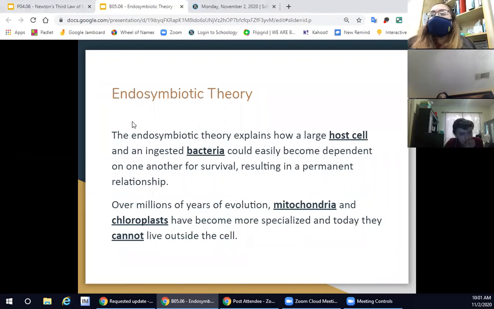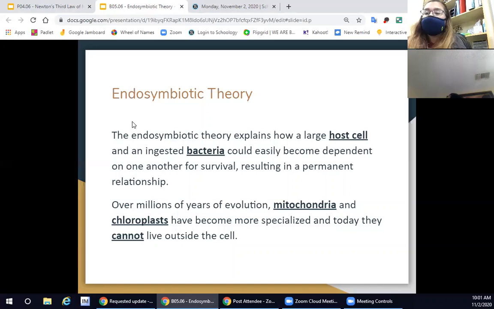So this explains how a large host cell ingested a bacteria, and then they became dependent on one another for survival. So we have a larger bacteria eating smaller bacteria. And again, they started to depend on each other for survival, so it resulted in a permanent relationship. This took over millions of years of evolution. Mitochondria and chloroplasts have become more specialized, and today they cannot live outside of the cell.